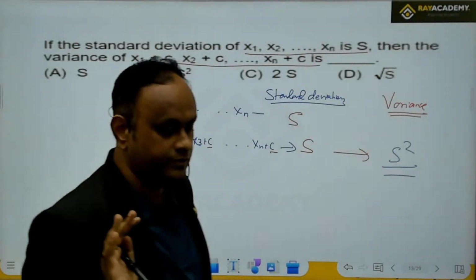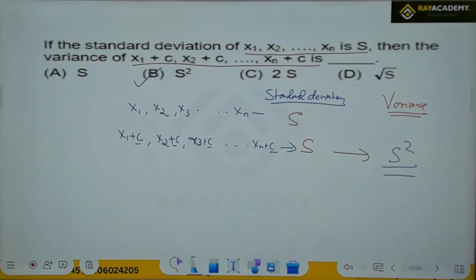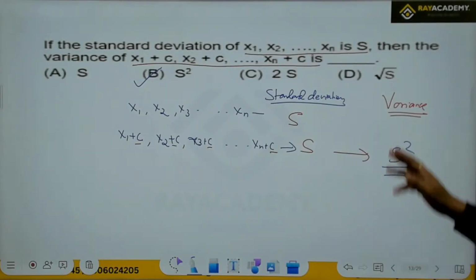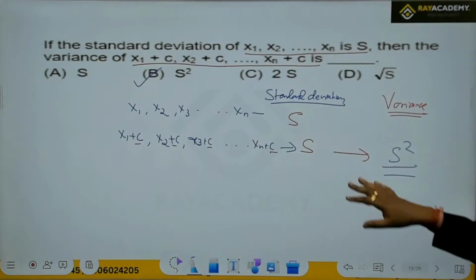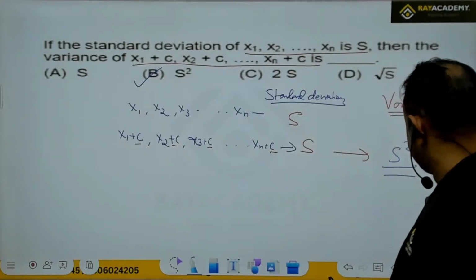Are you getting it? So don't get confused by seeing this kind of question with x1, x2, x3. It seems that so many things are unknown, but you know everything. If the standard deviation is S, after adding a constant the standard deviation will not change, and the variance will be the square of the standard deviation.